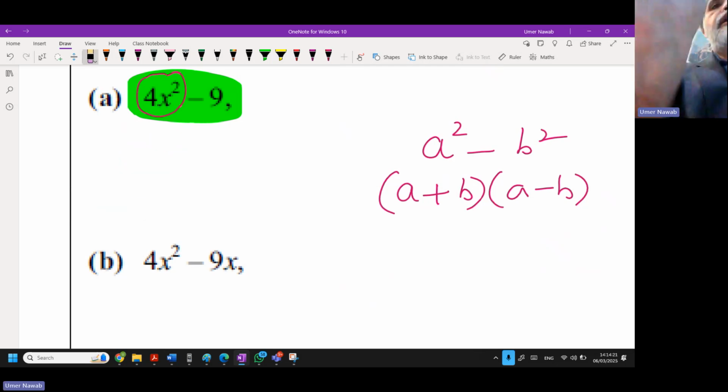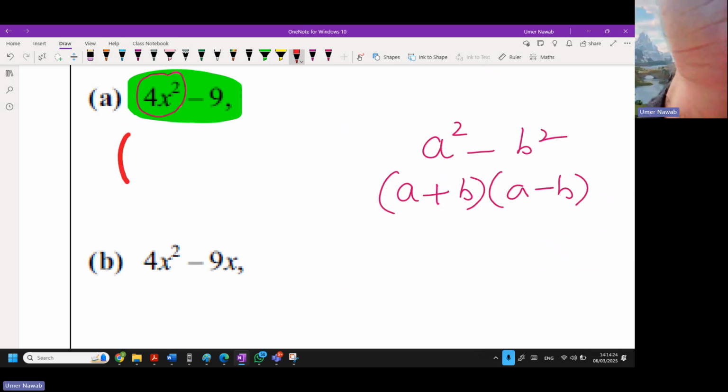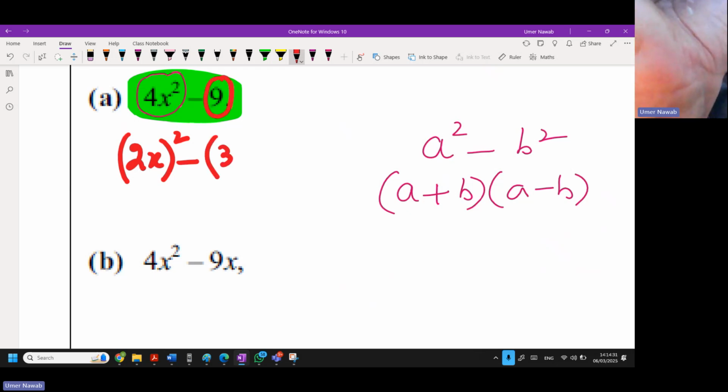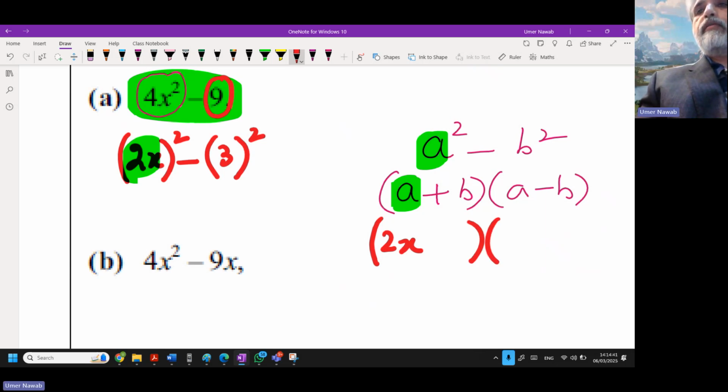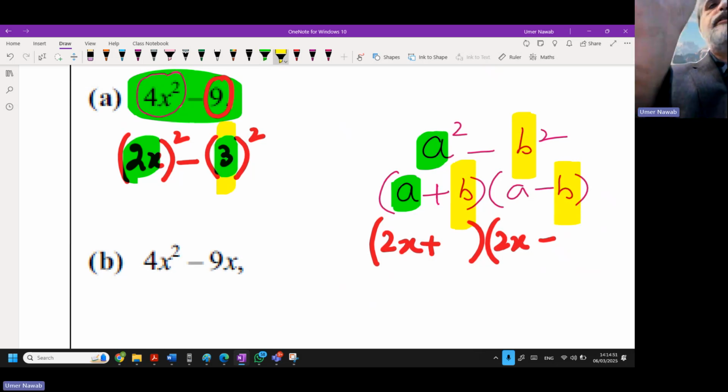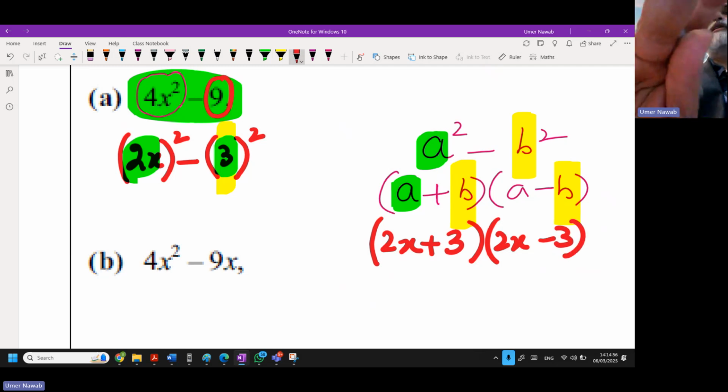So my friends, ready? I'm going to write here, instead of 4x squared, I will write 2x whole squared minus, what shall I write in place of 9? It is 3 squared. Now my A is 2x, so I'm going to copy here 2x. I will write here plus sign, minus sign. And what is my B, guys? My B is 3. So my answer is 2x plus 3 and 2x minus 3.